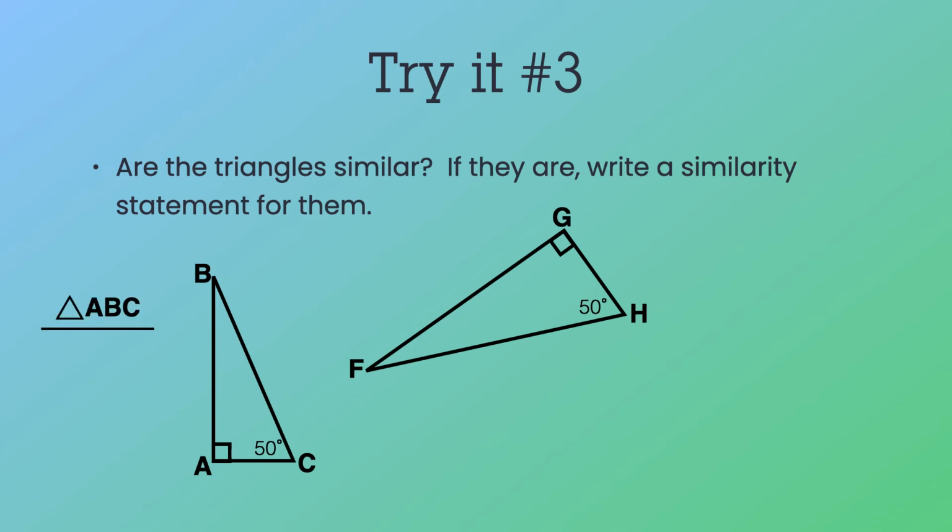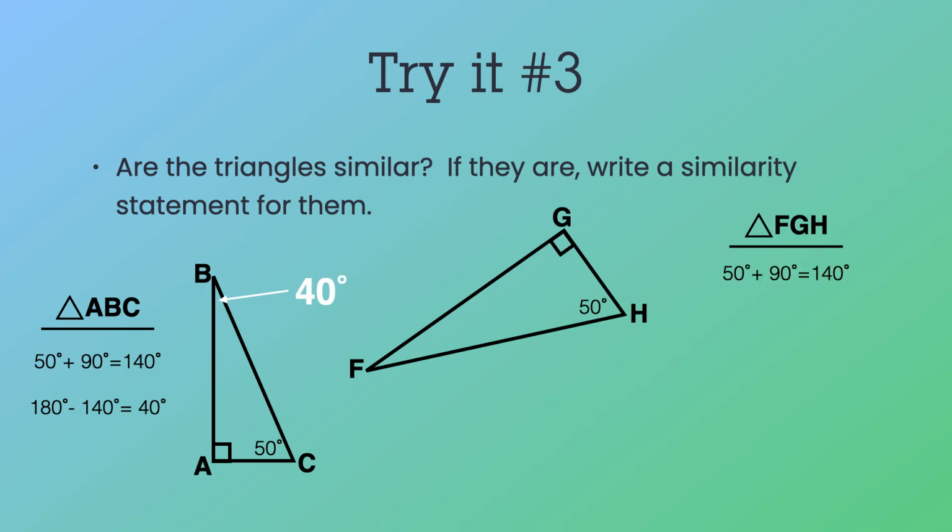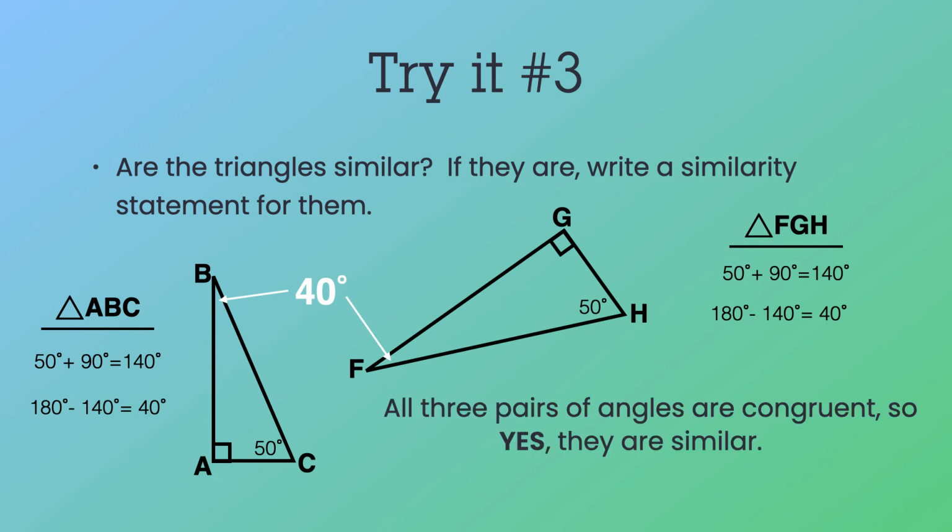So let's focus on triangle ABC for a moment. If we look at the 90-degree angle and the 50-degree angle, we can find angle B. 50 plus 90 is 140. 180 minus 140 is 40, so angle B is 40 degrees. Let's focus on triangle FGH then, and let's see what happens there. We have a 50-degree angle and a 90-degree angle again, so 140. 180 minus 140 gives us 40, so angle F is also 40 degrees. So yes, all three pairs of angles are congruent, so the triangles are similar.